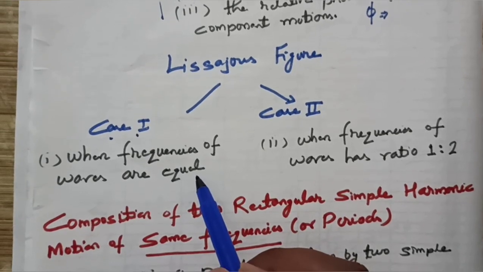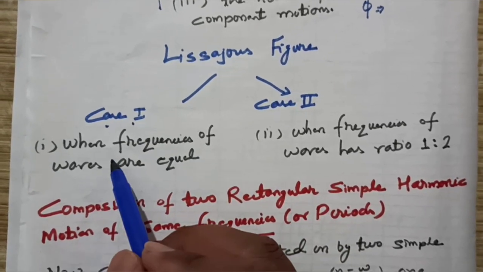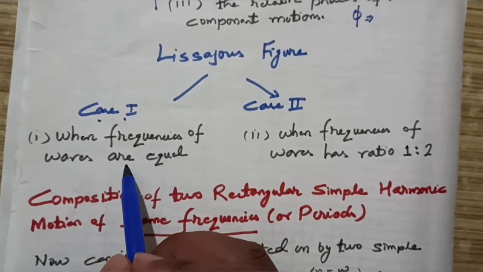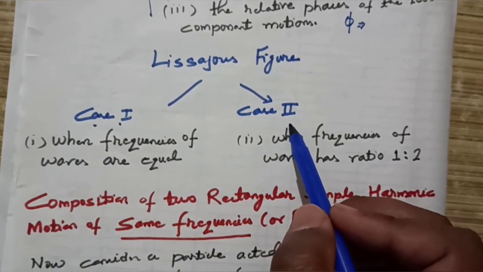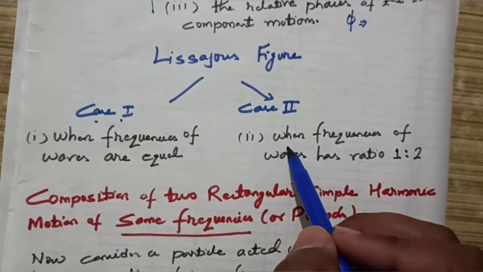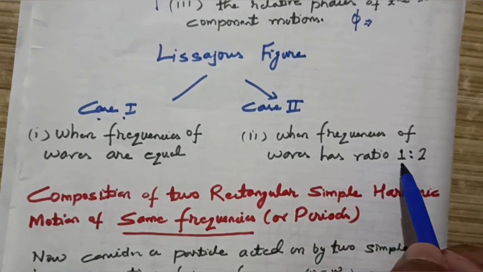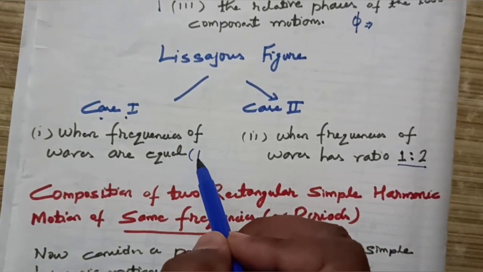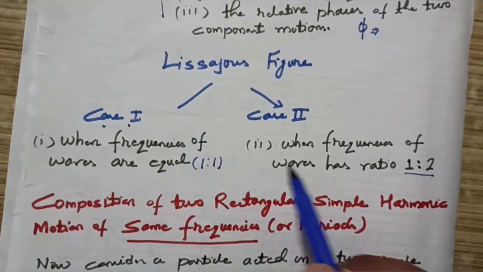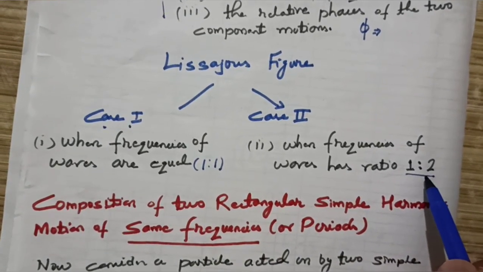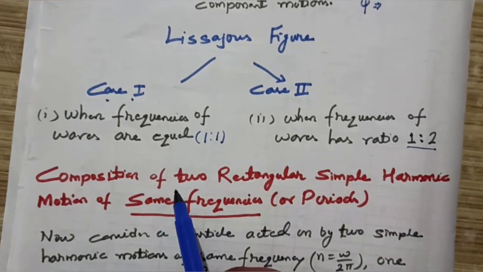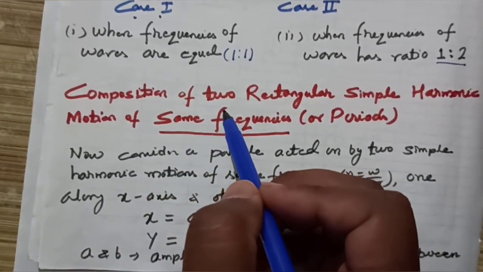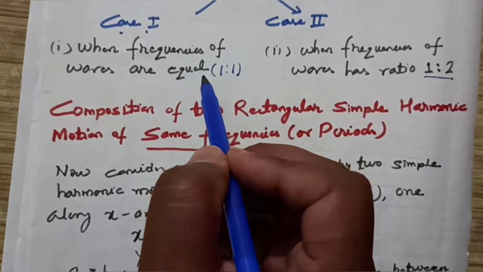We have two simple harmonic motions, and we are saying that the frequencies of both the waves are equal here. In the next lecture we shall discuss when the frequencies of the waves have the ratio 1:2. Here the frequency is of the ratio 1:1. So in this we are discussing the Lissajous figures when frequencies are equal.